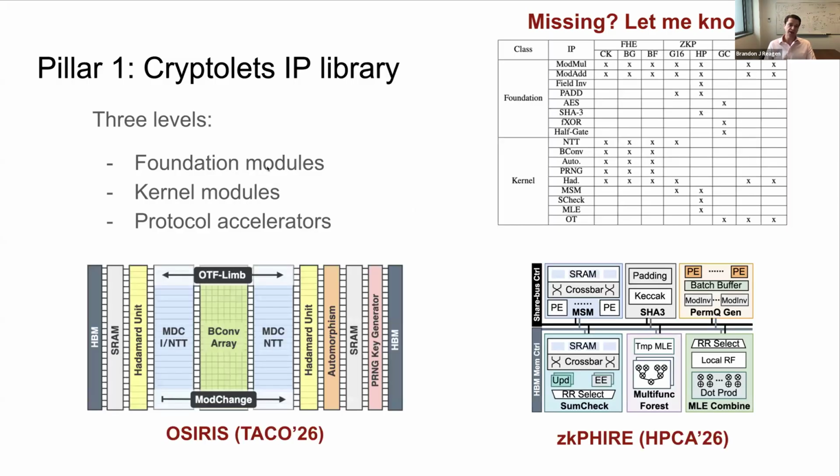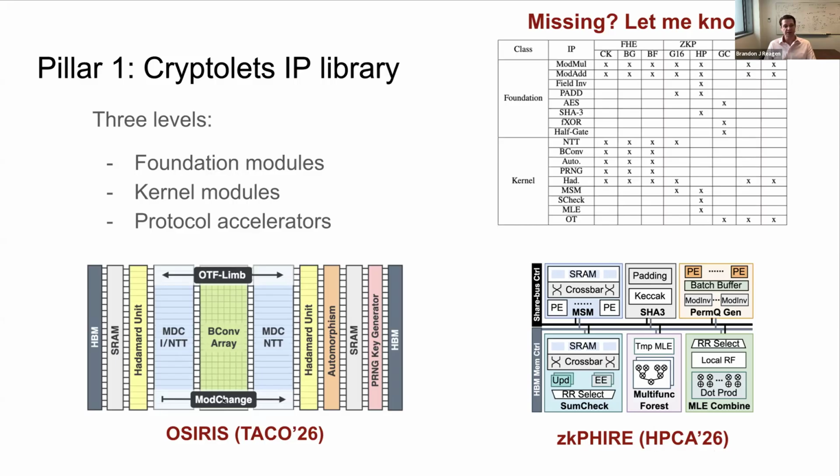Then what we're going to do is use the foundation and kernel modules to build full protocol accelerators. These are two examples from my lab: the Osiris systolic FHE accelerator, which was recently published at TACO this year, and ZK Fire, which is our ZKP accelerator, also published earlier this year at HPCA.